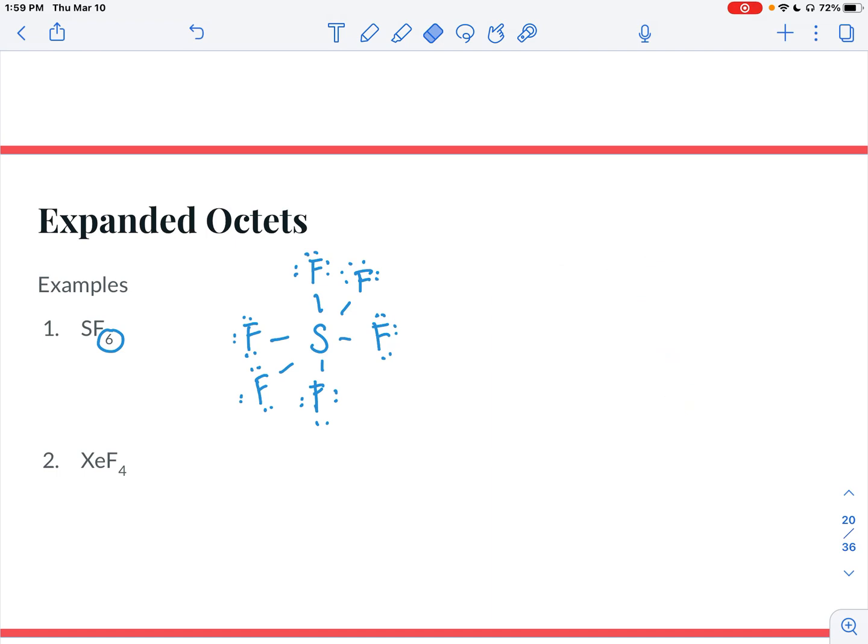So now let's talk about XeF4, which is the other type of expanded octet. Xe has 8 valence electrons, and you might be thinking, wait, isn't it a noble gas? Doesn't it not bond? Well, here you go. Xe can sometimes bond. We have four fluorines here, each with 7. So that gives us a total of 36 again.